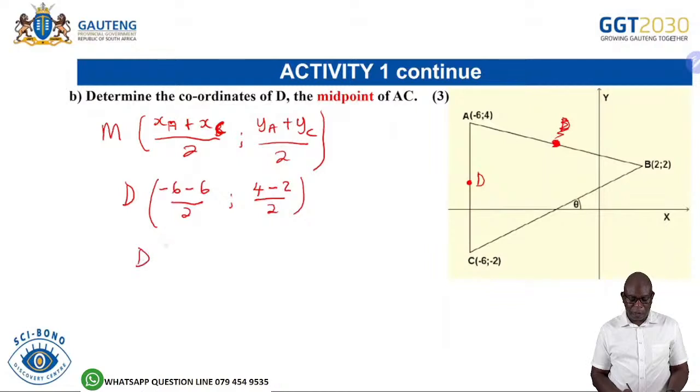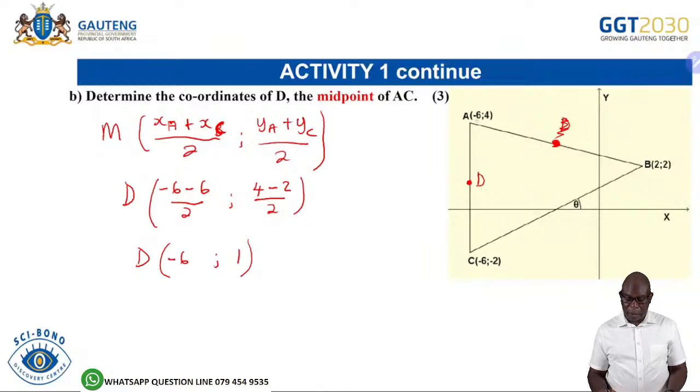The coordinates of D are going to be -12 divided by 2, it's -6. 4 minus 2, it's 2. 2 divided by 2 is 1. So the coordinates of D is -6 and 1.